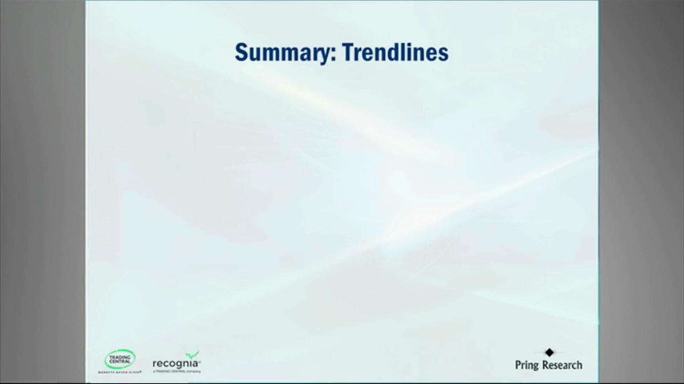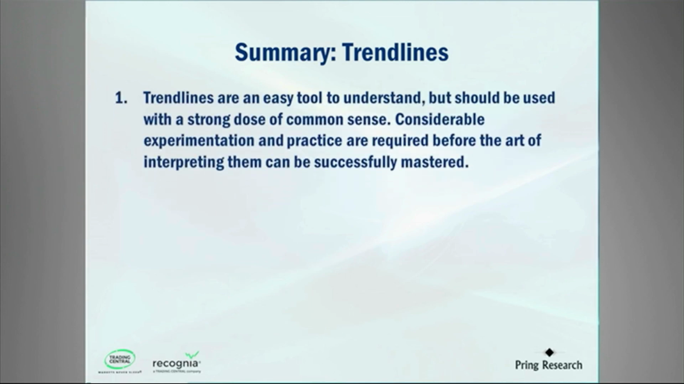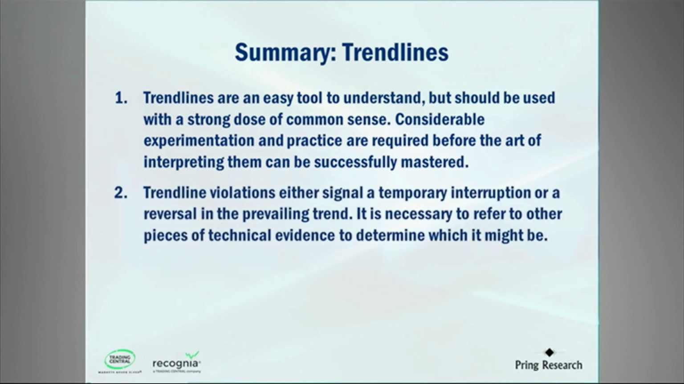Trend line summary. 1. Trend lines are an easy tool to understand, but should be used with a strong dose of common sense. Considerable experimentation and practice are required before the art of interpreting them can be successfully mastered. 2. Trend line violations either signal a temporary interruption or a reversal in the prevailing trend. It's necessary to refer to other pieces of technical evidence to determine which it might be.